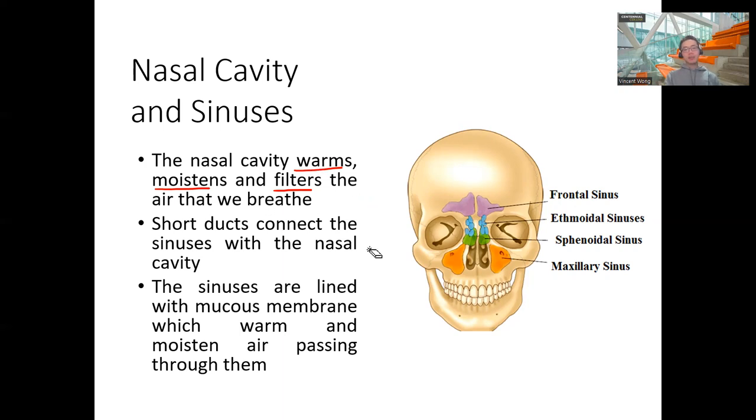And the way that it does that is because the nasal cavity is connected to all these sinuses. And the sinuses are lined with mucous membrane. And anytime you have mucous membrane, there are a lot of capillaries in them. And with capillaries, there is blood in them, and the blood contains warmth, right? So breathing through your nose is going to help warm and moisten the air. And of course, there is all this hair in our nose that will help filter any dust particles out as well. So these are the sinuses that we have.